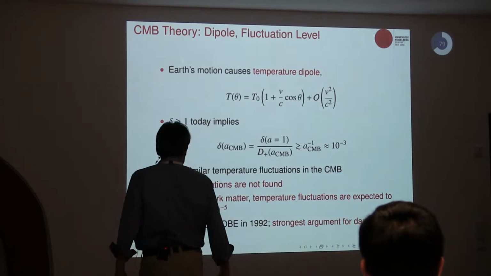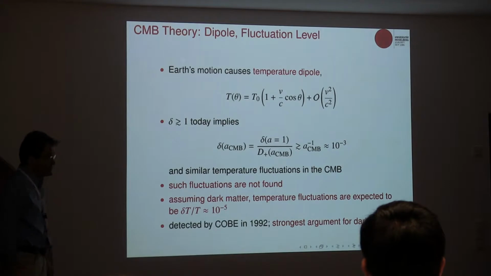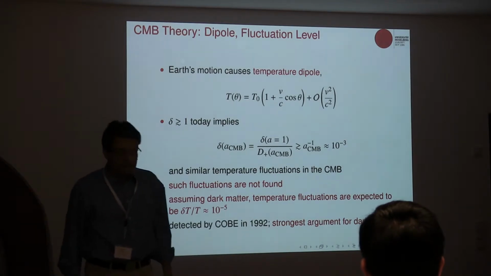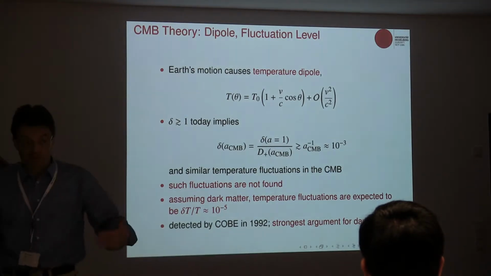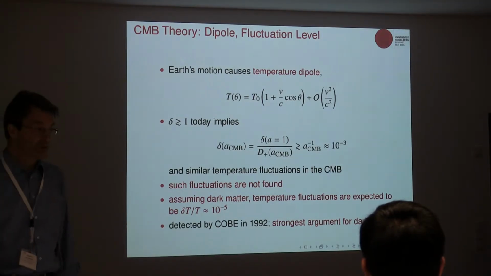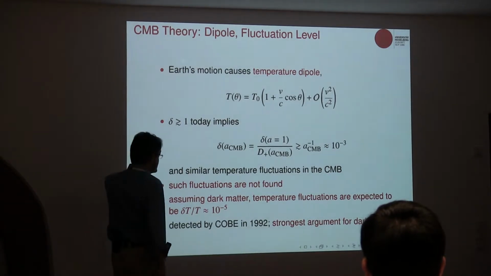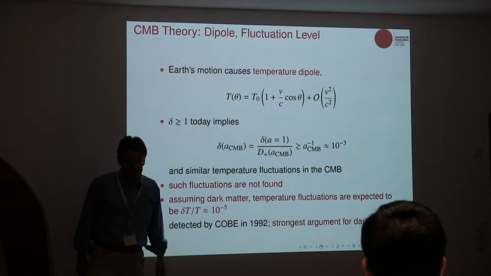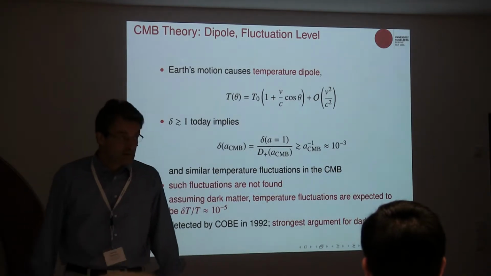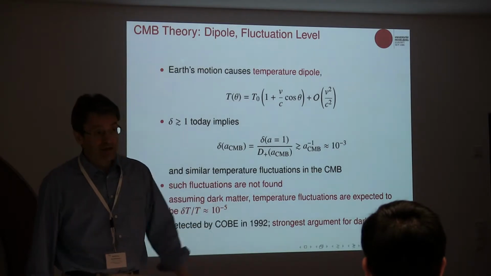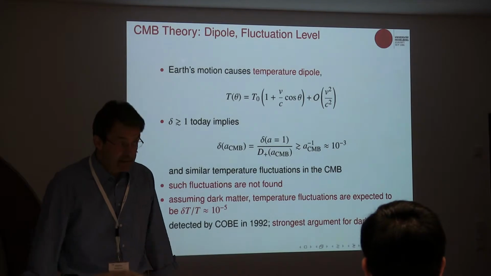Then, as we saw yesterday already, and this can't be repeated often enough, density contrasts in present-day structures near 1 or higher imply that we should have temperature fluctuations in the cosmic microwave background on the order of 10 to the minus 3 or higher. And this is, of course, where they have been sought in the first place. In 1965, the cosmic microwave background was detected, and then immediately people started looking for fluctuations in the cosmic microwave background. And they did not find them.